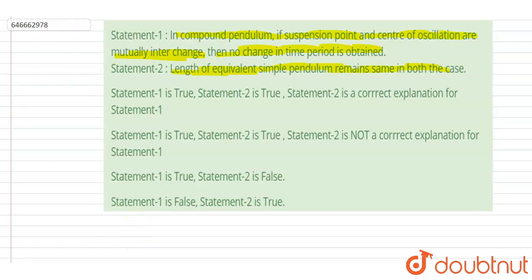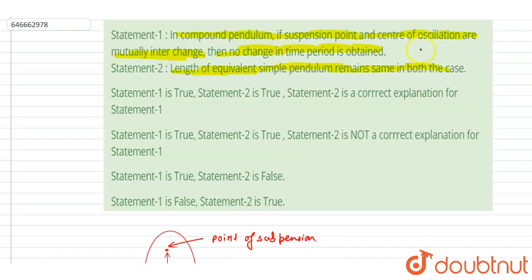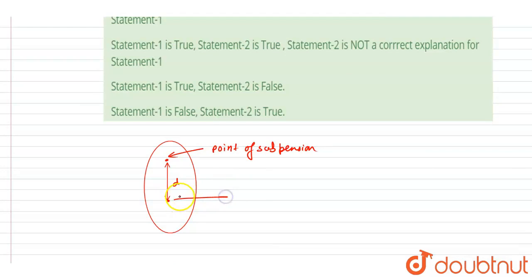So if you take a compound pendulum, right, let's say this is the point of suspension and this is the center of oscillation, and the distance between them is d, right, and they are interchanged. Now the first is the suspension, and the second is the center of oscillation, right? So this is the center of oscillation. So if you see here, the oscillation depends on this d, right?